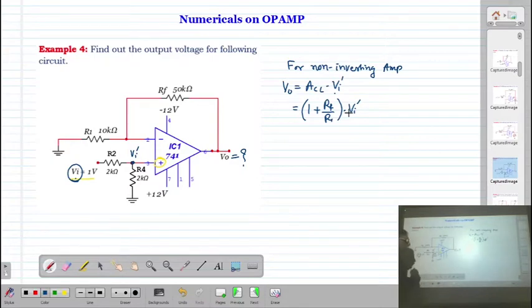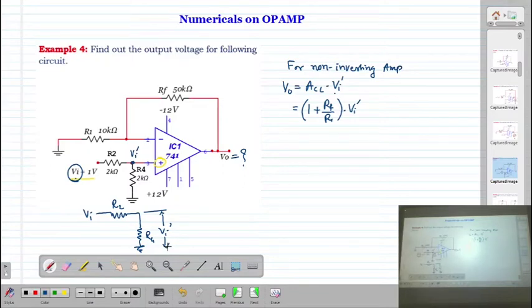Now, if you look at this network, it is nothing but the potential divider rule. Here a potential divider circuit is there. This is connected to ground. This one is R2 and this one is R4. My input voltage is 6 and I want to calculate what VI dash is.